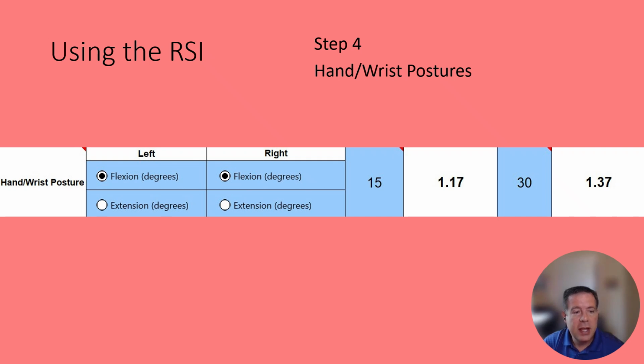For flexion, as you can see, both sides, the left and right, had flexion.